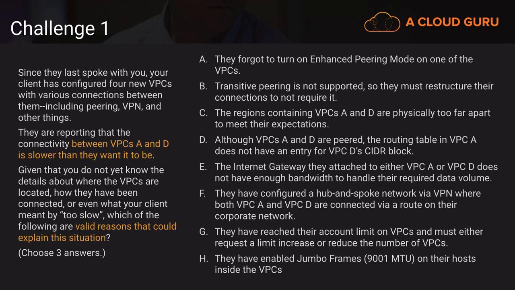Choice H is they have enabled jumbo frames on their hosts inside their VPC. Now, some EC2 instances do support jumbo frames, but the standard Ethernet MTU is 1500. And jumbo frame traffic going outside of VPC will be fragmented. And fragmentation will tend to slow down traffic. So this is a plausible answer. So here are our answers, C, F, and H. So how'd you do?